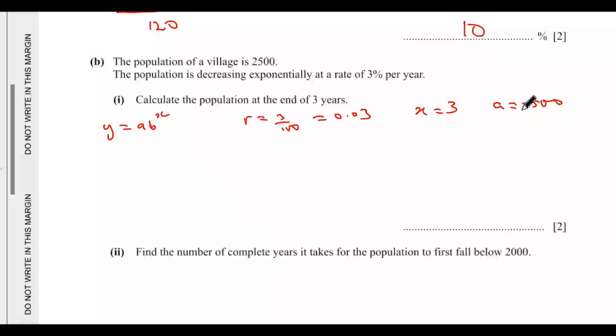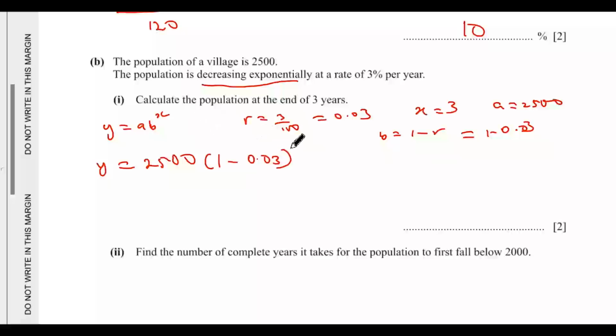So the new value will be y. Let's key in the values here. For b, since we have a population decreasing exponentially, that is decay, b will be equal to 1 minus r, that is 1 minus 0.03. So y will be equal to 2500 times (1 minus 0.03) to the power of x, which is 3. You can input this directly into your calculator without wasting your time.